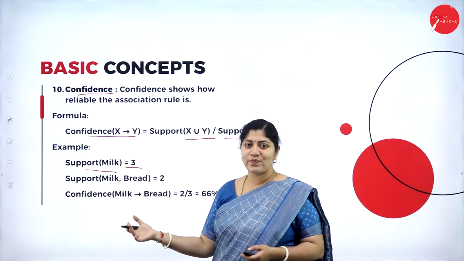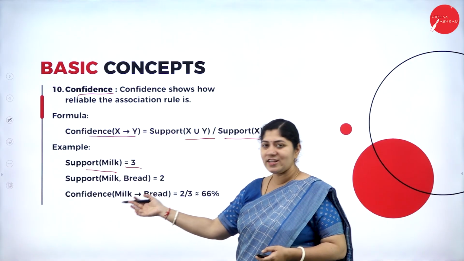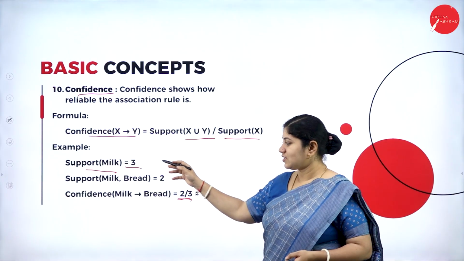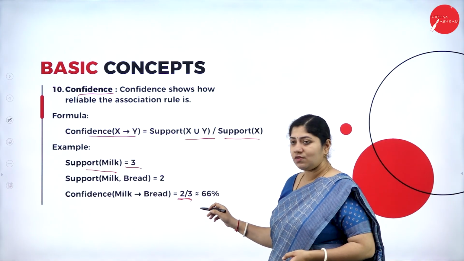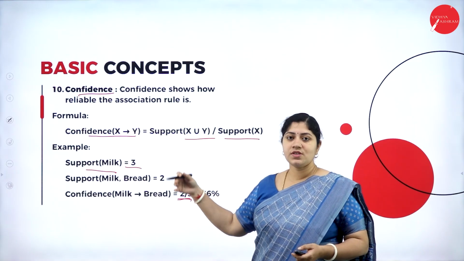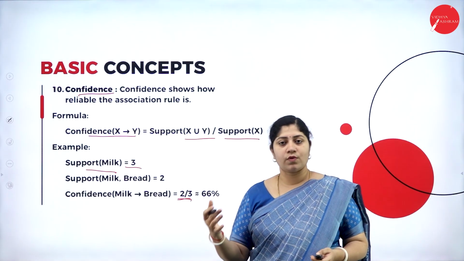Next, let's go forward with confidence of milk tends to bread. So what is the value? That is 2, first and second, right? 2 by 3, which gives us a value of 66% as a percentage. So this is how we can understand the concept of confidence easily.